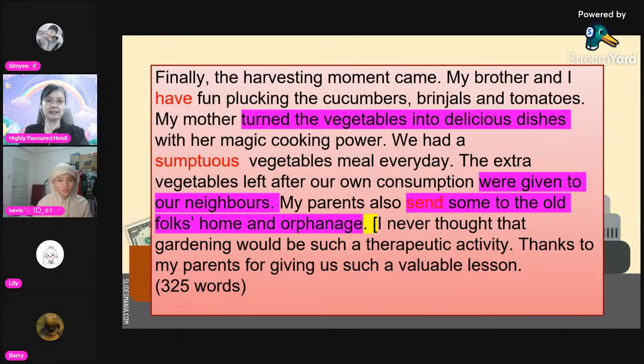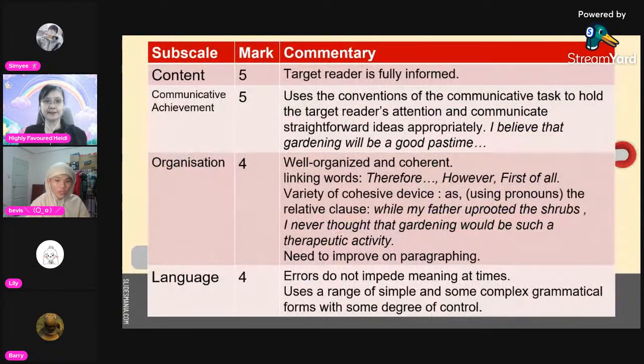Again, the last one I put there is paragraphing. I think it would be better if you put it as a conclusion at the ending. I never thought that gardening would be such drama. So this essay scored 5-5, like what you have seen just now, right?